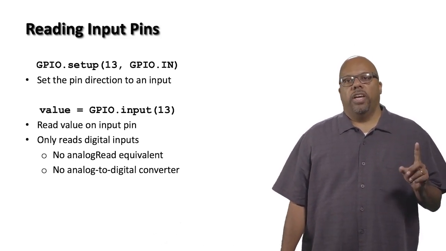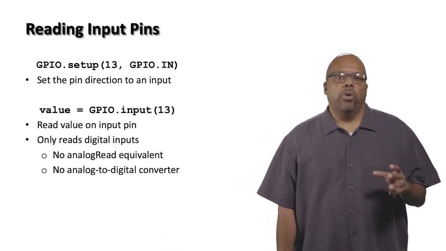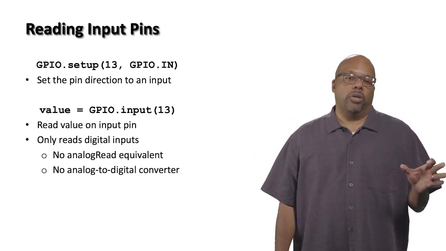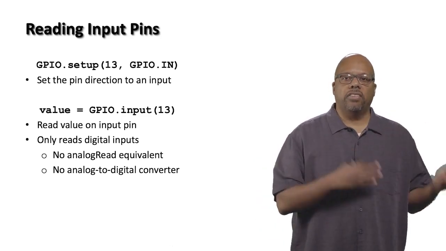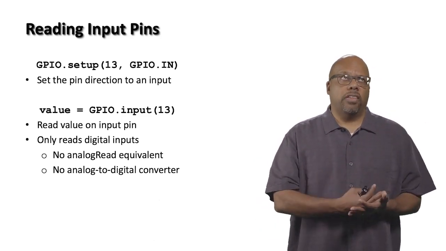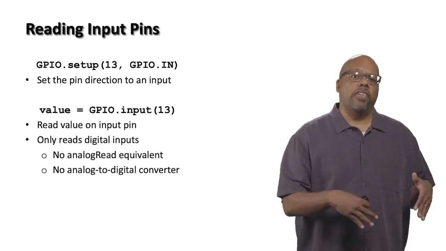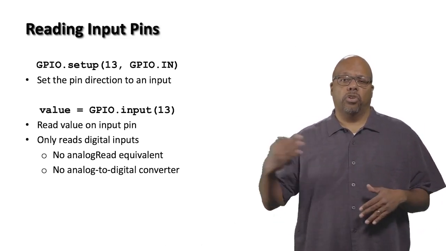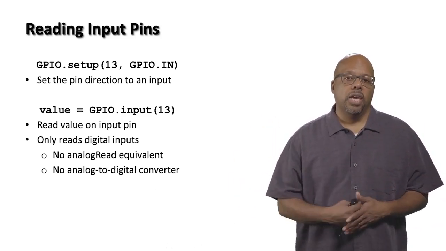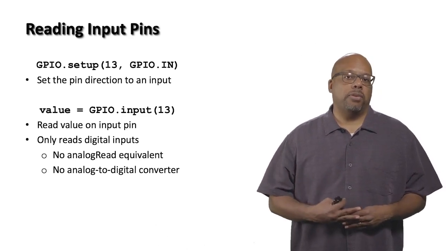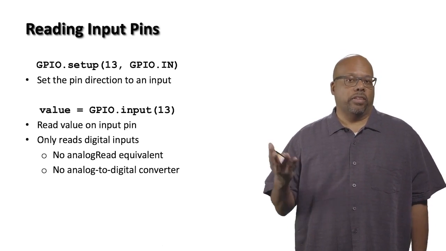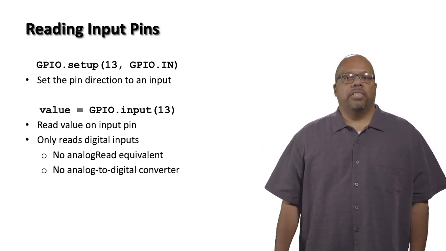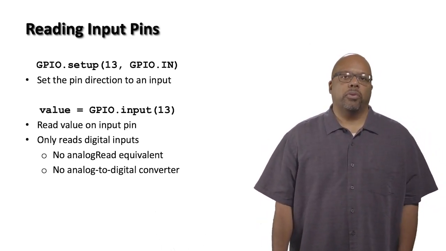Now, one thing about the Raspberry Pi is there's no equivalent to an analogRead. So Arduino had an analogRead, which would allow you to read an analog value off of a pin and assign a value, actually I think it was 0 to 1023, to a variable that corresponds to the voltage it read on the pin. That doesn't exist in the Raspberry Pi because the Raspberry Pi does not have an analog to digital converter. So that's a limitation of Raspberry Pi, but you can do all the digital operations just fine.